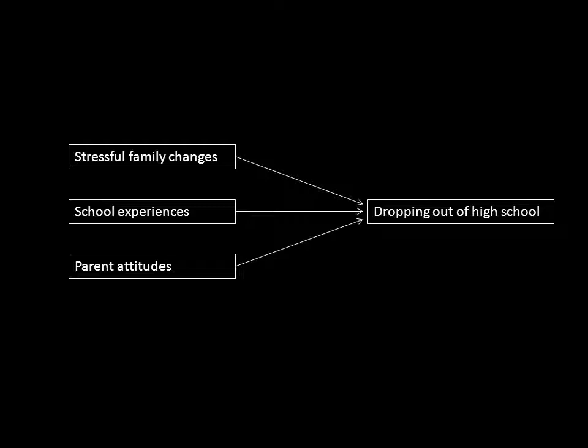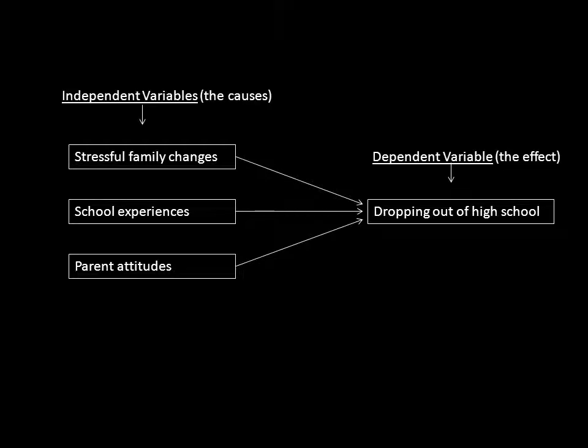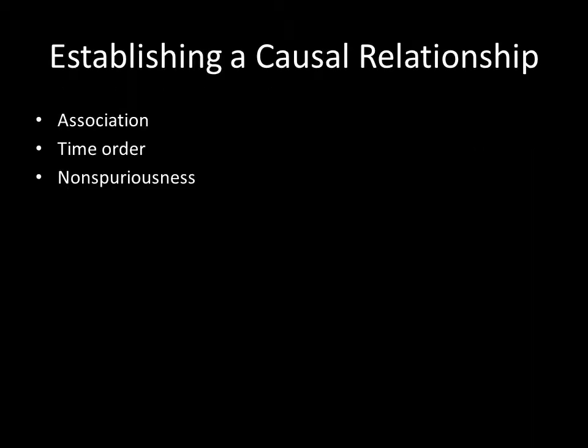So just to remind you, when you're establishing a causal relationship, the factors that you believe are predicting a social phenomenon are the independent variables, the causes, and the event that occurs as a result of the causes, the effect, is usually the dependent variable when you're examining these relationships quantitatively. In order to establish a causal relationship, you'll need to meet three criteria. These include association, time order, and nonspuriousness. I'll review each of these in a little detail.